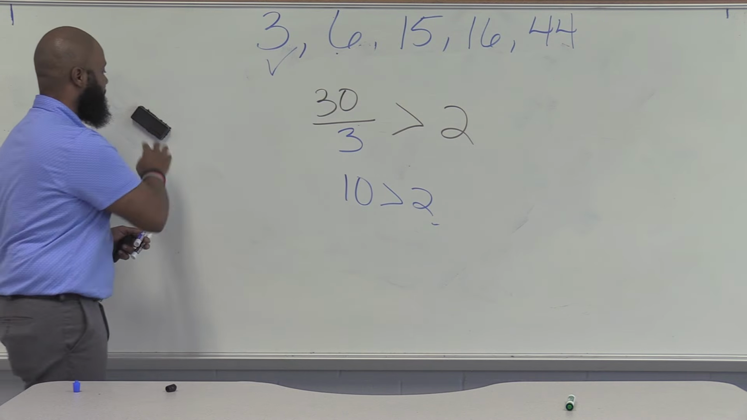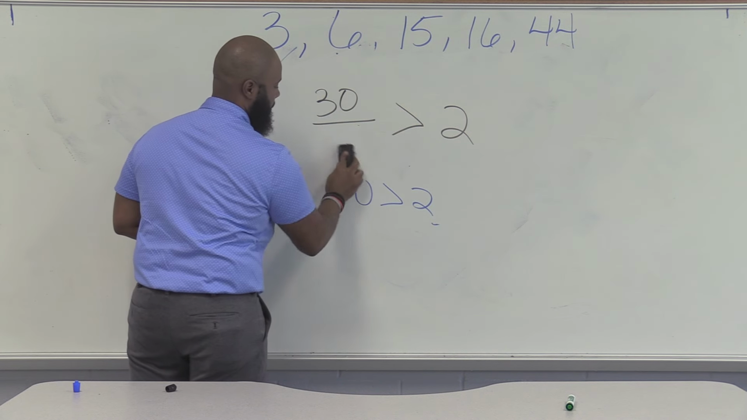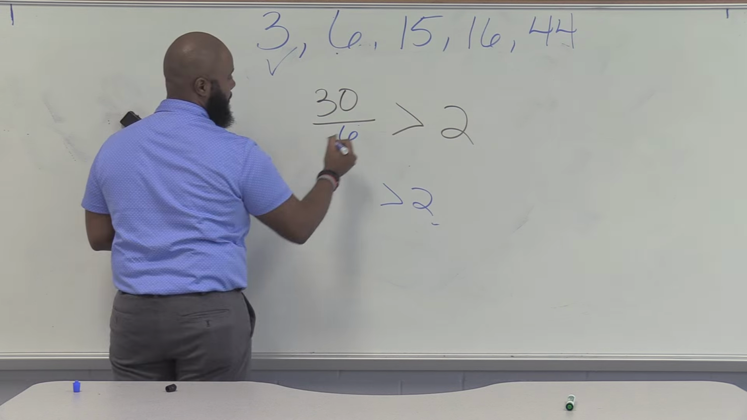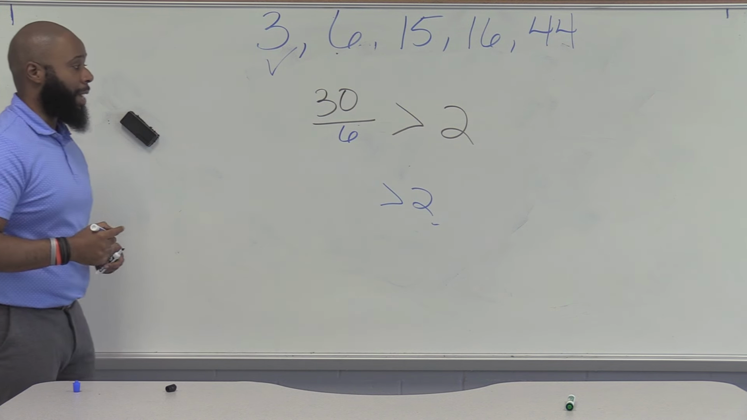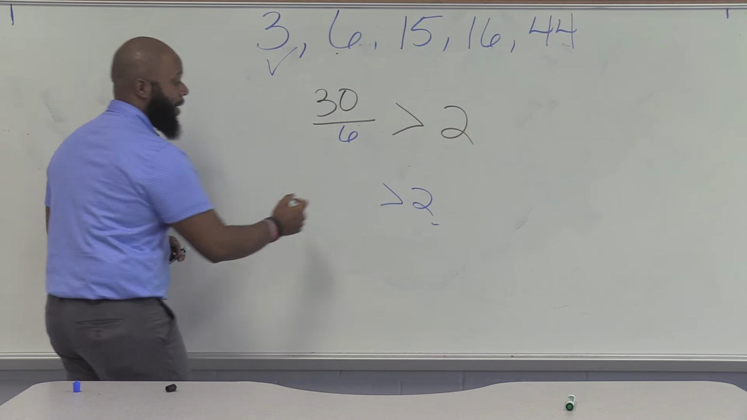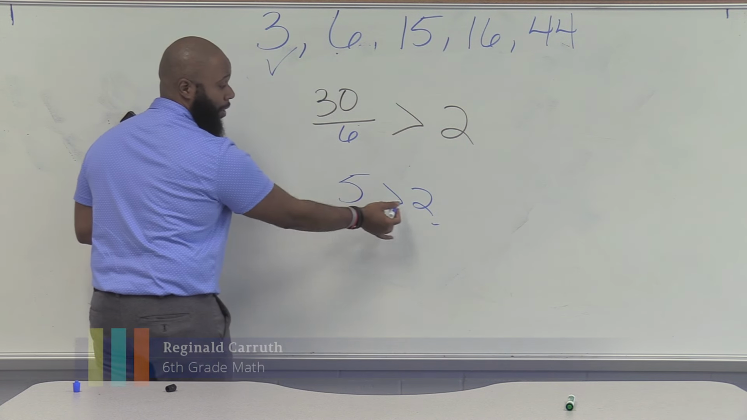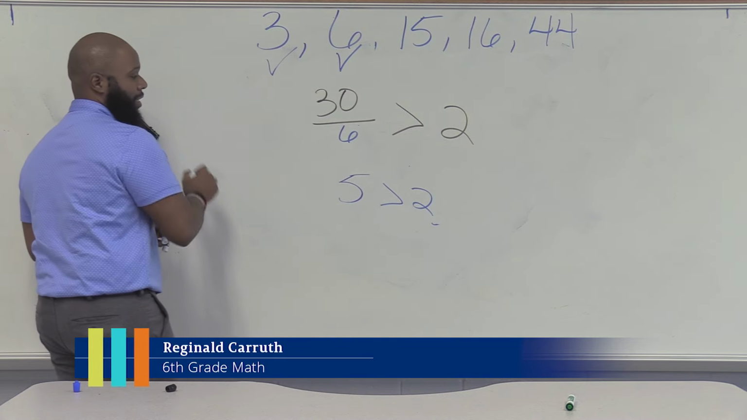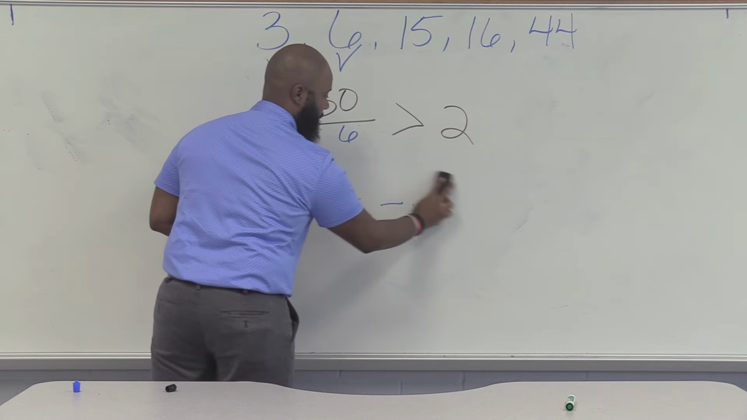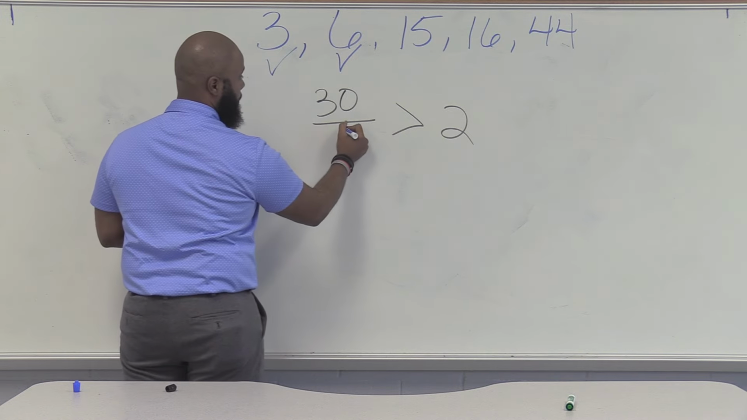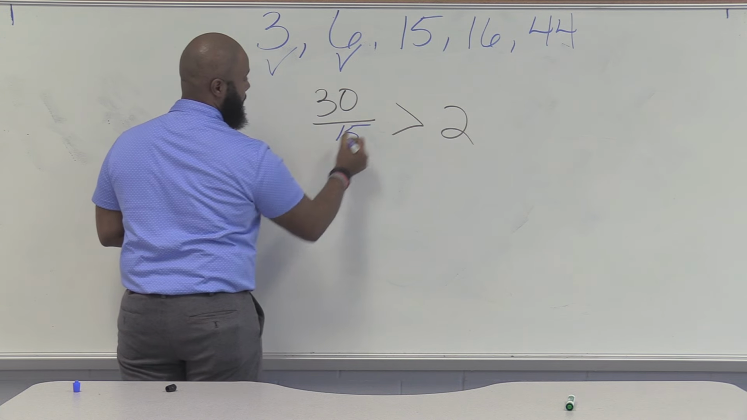But let's keep checking. Next, I'm going to substitute 6 for n. 30 divided by 6, is that greater than 2? Well, what's 30 divided by 6? 5. Is 5 greater than 2? Yes. So that is correct. Let's keep checking. So I'm going to substitute 15 for n.